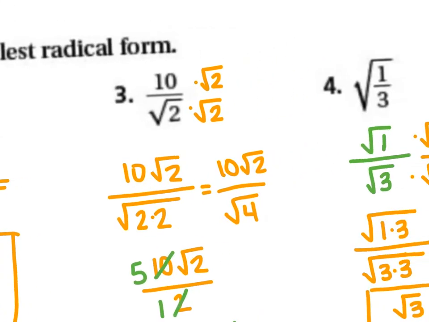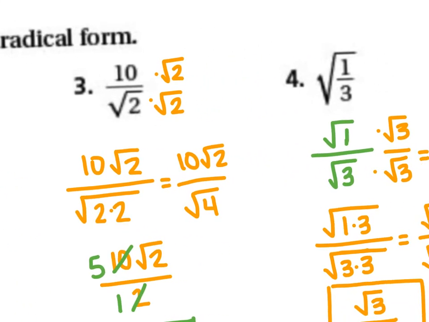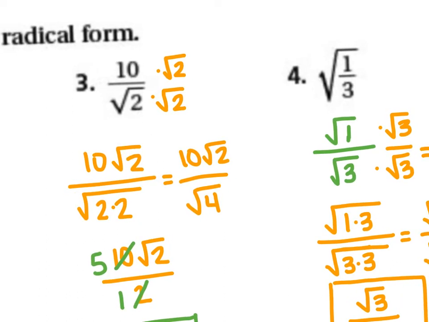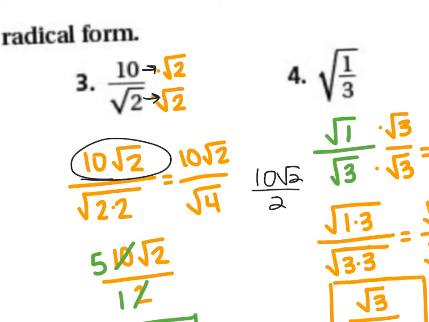Number 3, 10 over root 2. Remember, you can't simplify the root 2 into the 10 because one's got a root, one doesn't. So I would multiply both the top and the bottom by square root of 2. 10 times root 2 is 10 root 2. Root 2 times root 2 is just 2. So I would have 10 root 2 over 2, and then 2 goes into 10 5 times, and my answer would be 5 root 2.